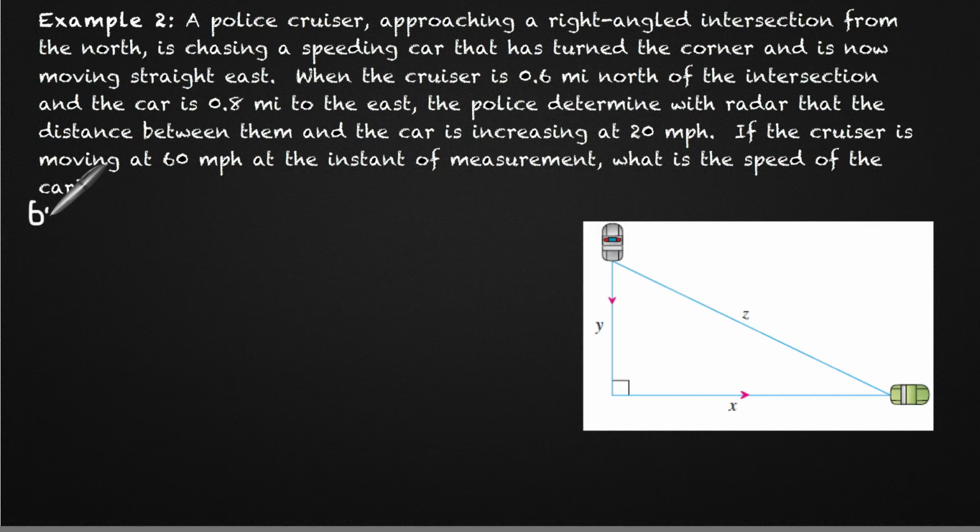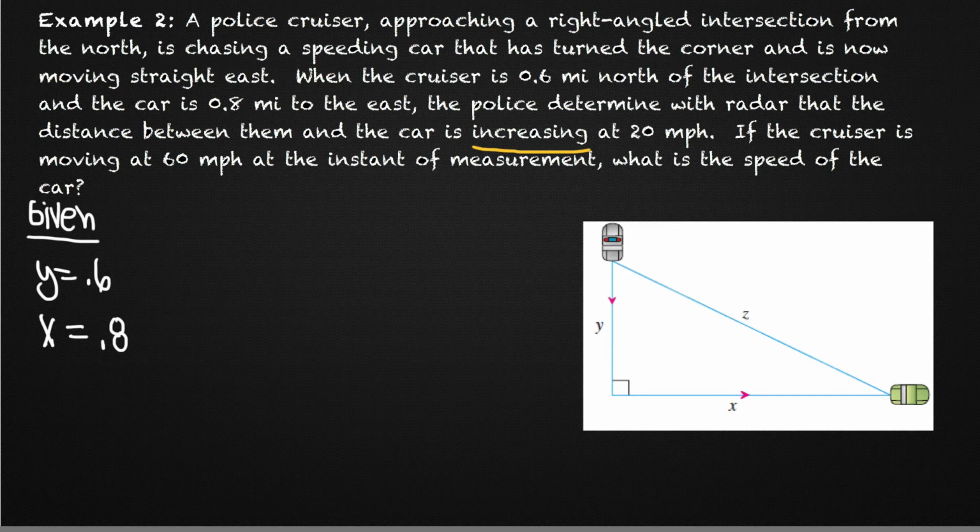What has been given to us? Well, we know that 0.6 is going to be our y, because it says that the police car is 0.6 miles north, and it says that at that time the car is 0.8 east, so we know our x is going to be 0.8. And it says that the distance between them is increasing. So you have to pay attention to words like increasing, because that means to make the rate positive.